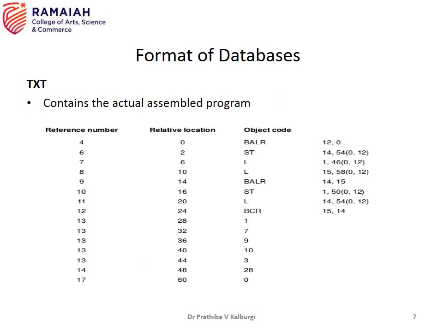And then the text format of the database. This text contains the reference number, the relative location or relative address, as well as the object code. Now the reference number which is specified for all the text is jotted down in the table along with the relative address, and then the program instructions which are specified along with the reference number are entered into the text table.